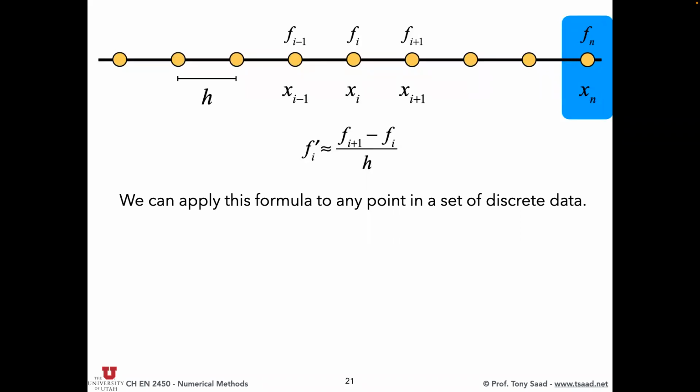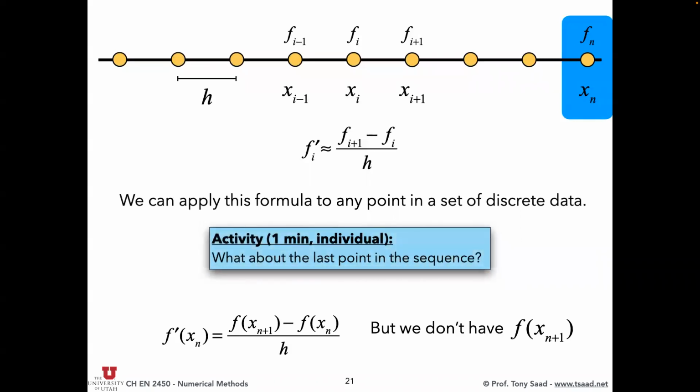But suppose now you have discrete data. You start from the left, at x1 or x0, you do f1 minus f0 over h, and then f2 minus f1 to evaluate the derivative. But what happens when you reach the last point? At the last point, your derivative is f(n+1) minus f(n) over h, but you don't have f(n+1). So what do we do?